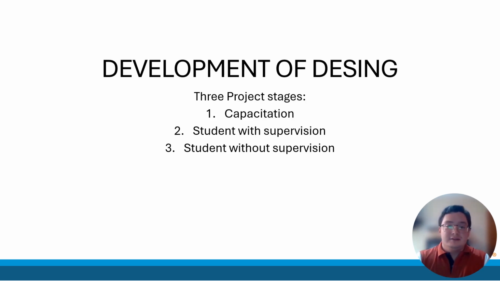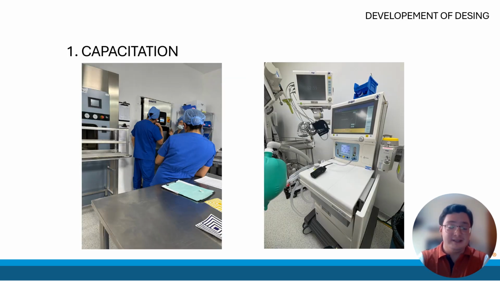Well, talking about the development and how it works in pair with the goal, we have three project stages: the capacitation, the student without supervision, and the student with supervision. The capacitation is the base of this project because the engineers are going to show us, in this case show me, how the hospital is divided.